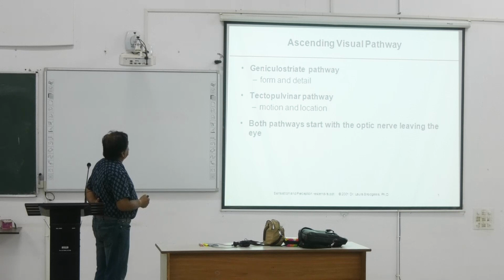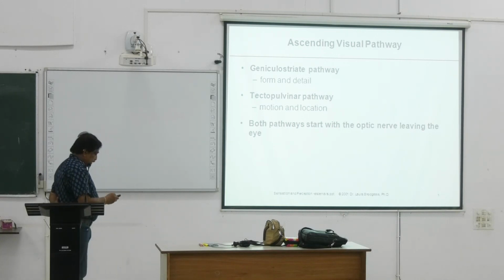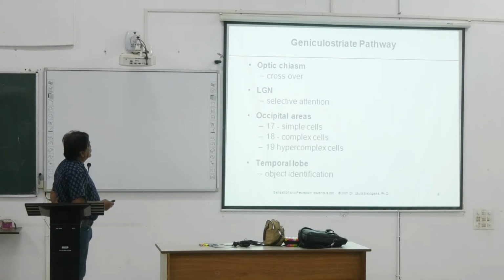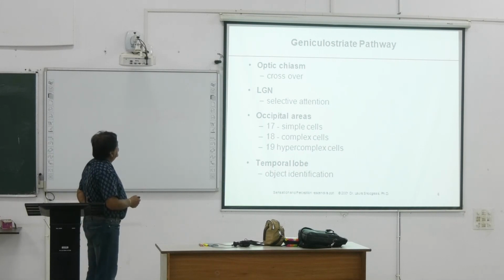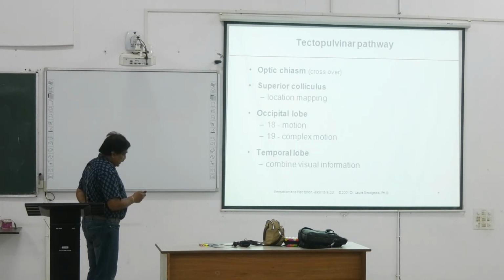Now, ascending visual pathways: the geniculostriate pathway for form and detail, and the tectopulvinar pathway for motion and location. Both pathways start with the optic nerve leaving the eye. The geniculostriate pathway: optic chiasma crossover and selective attention, occipital areas, 17 simple cells, 18 complex cells, 19 hypercomplex cells, temporal lobe, object identification. Tectopulvinar pathway: optic chiasma crossover, superior colliculus location mapping, occipital lobe 18 motion, 19 complex motion, temporal lobe combined visual information.